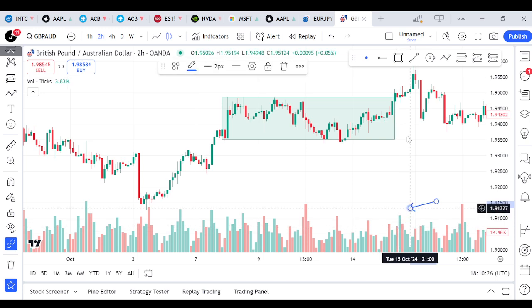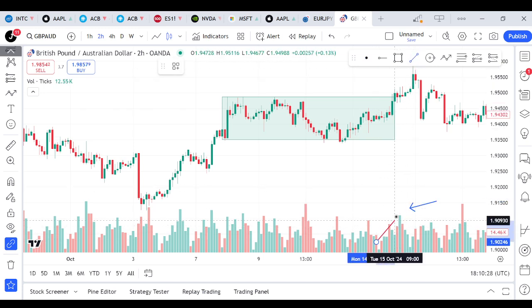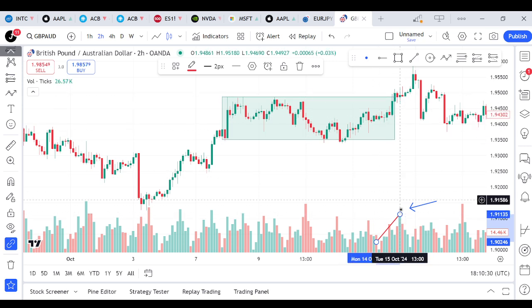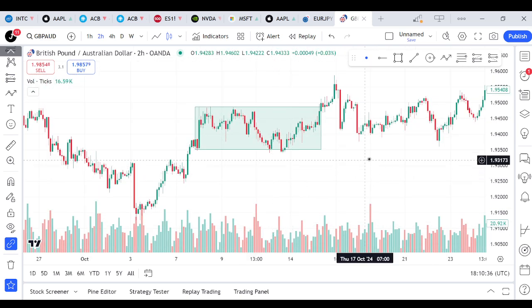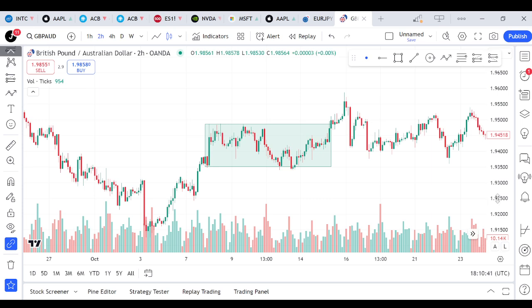We have rising volume here. See, there's rising volume as we had the breakout. So this is very crucial, and you should always confirm with the volume. But it's not every time the volume helps us confirm our breakout. We also use candlestick patterns.